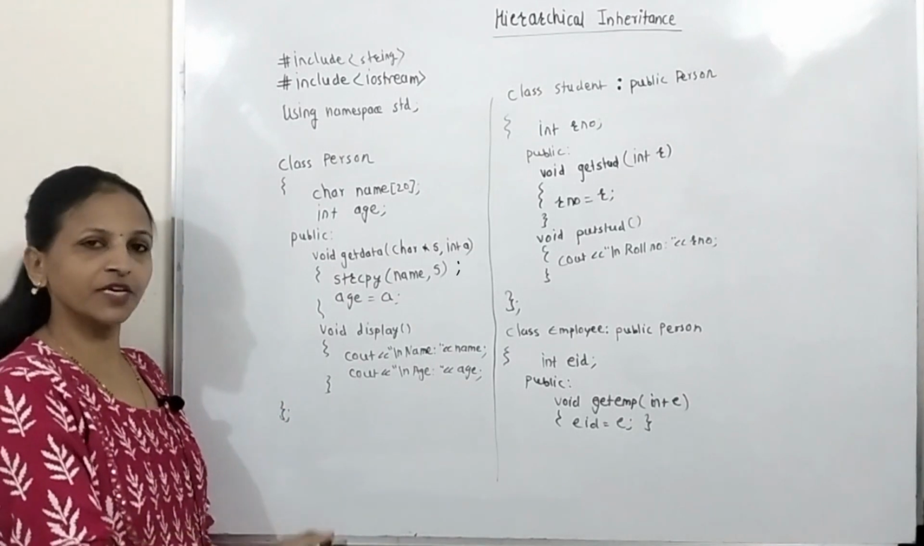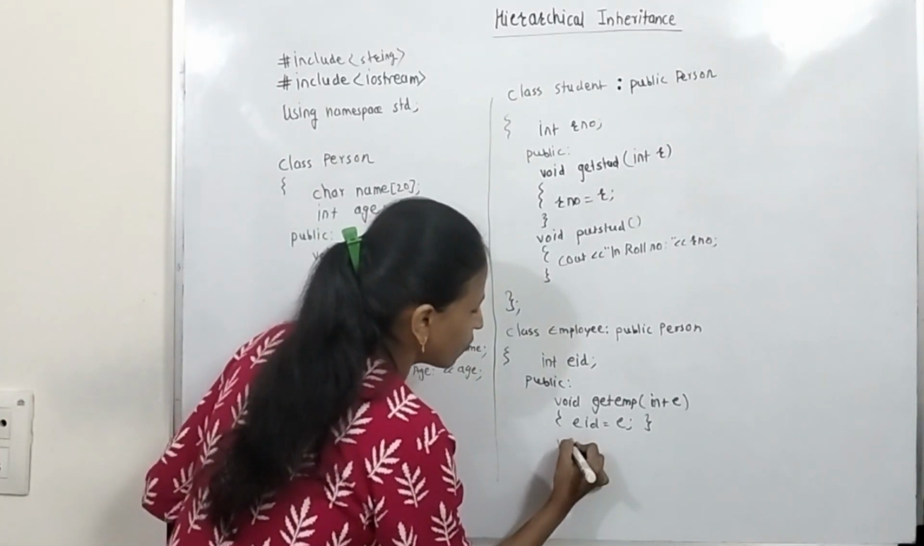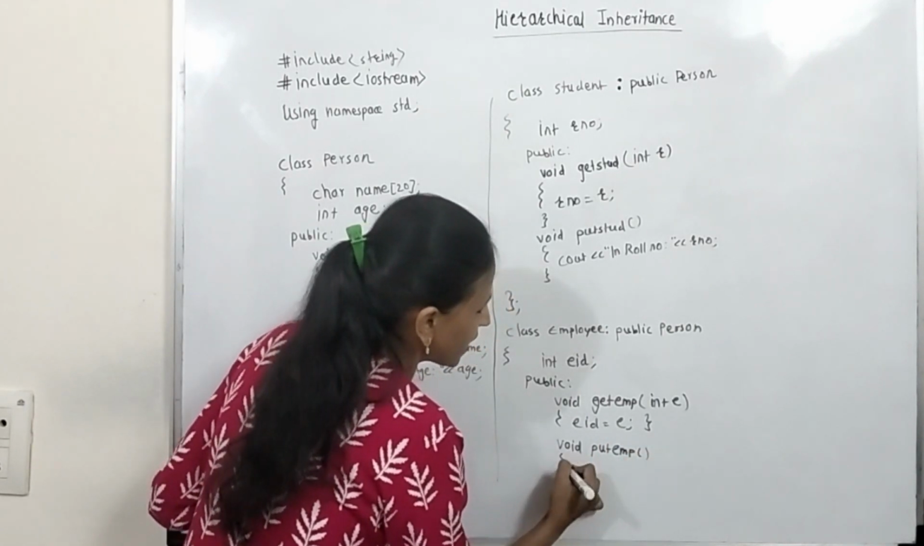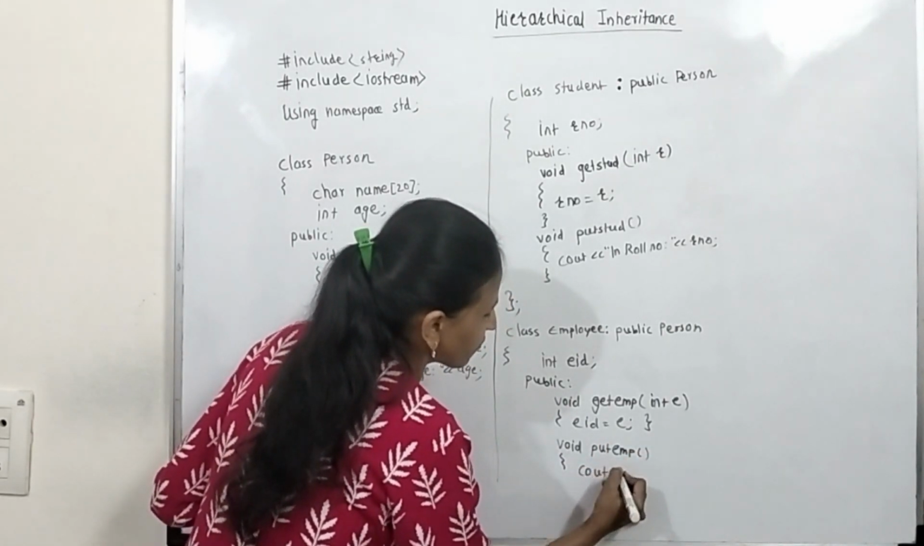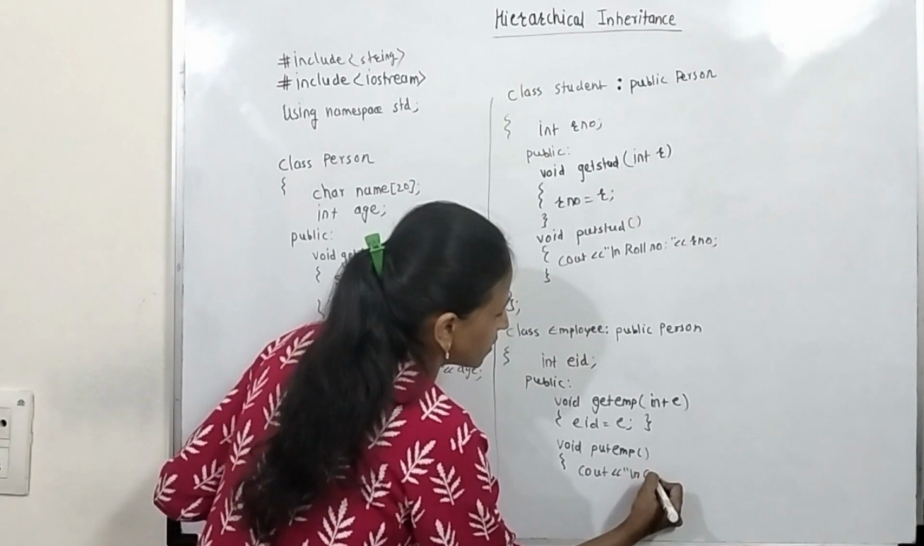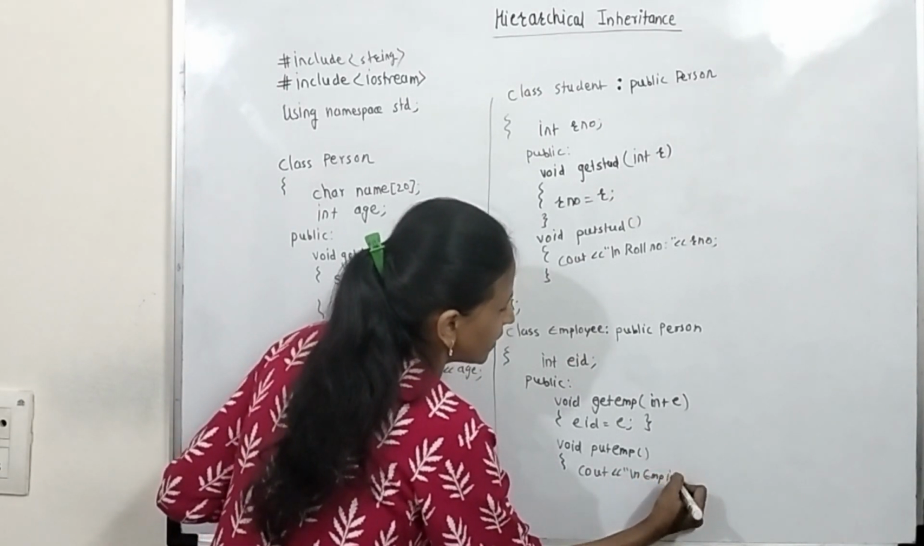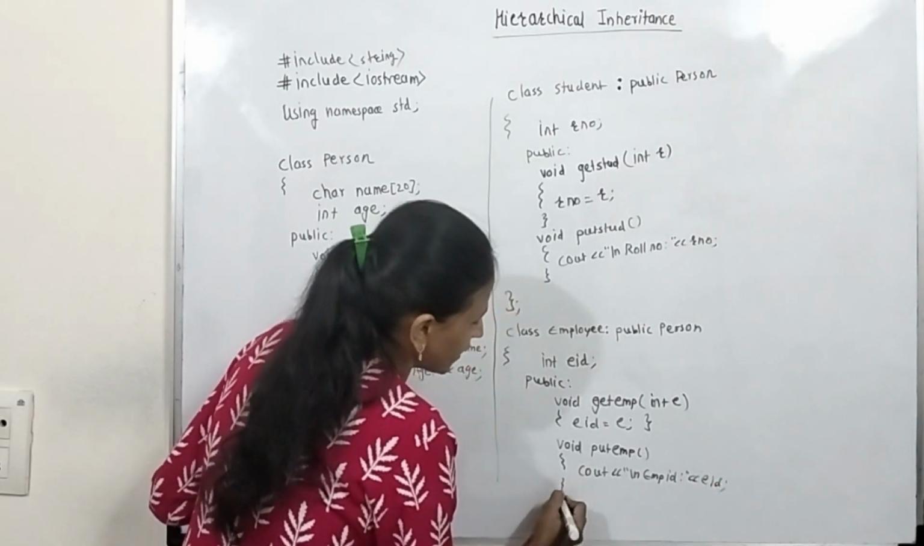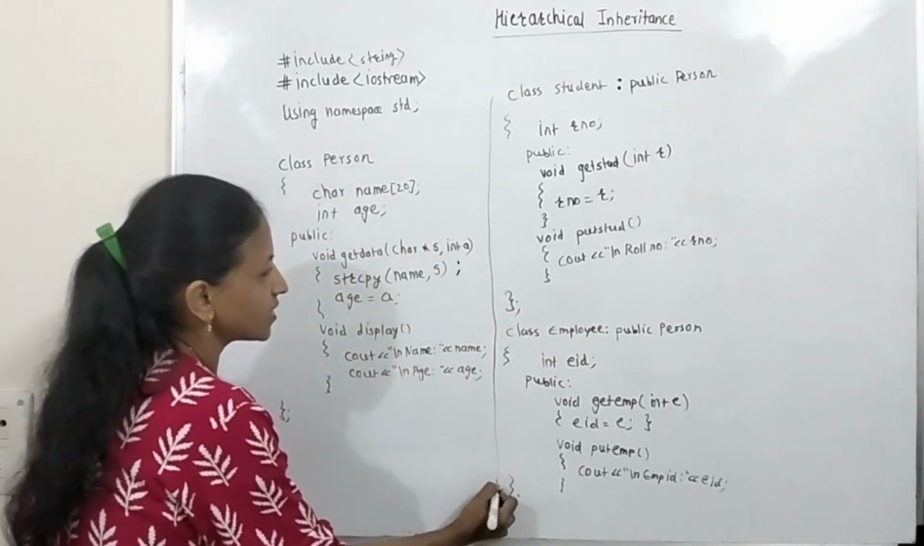In the same way put emp function we will write, void put emp. Now just display the employee details in this member function. \n emp id colon eid. Okay, that's it. Now close the class.